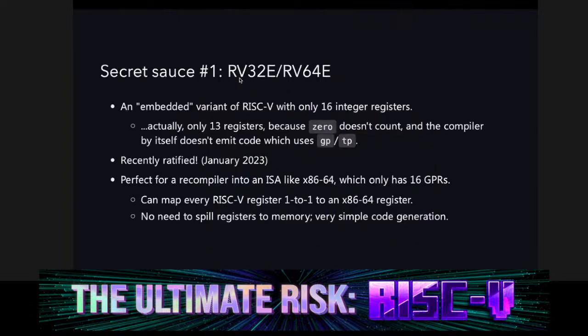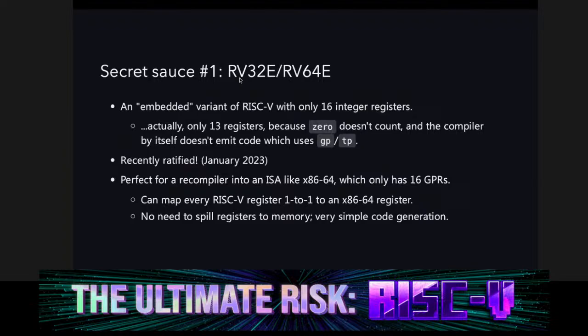So what's our secret sauce? Why have we managed to achieve these results in only a few months of work? Our first secret sauce is RV32E. This is an embedded variant of RISC-V with only 16 registers. But in reality, it's only 13, because the zero register doesn't really count, and the compiler by itself doesn't emit code which uses the GP and TP registers. It was quite recently ratified in January of this year, and the toolchain support is not there yet, but hopefully soon it will be.